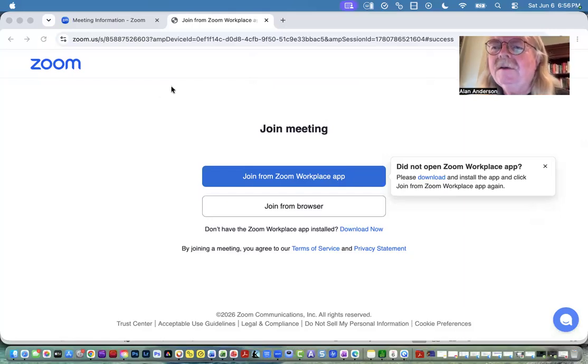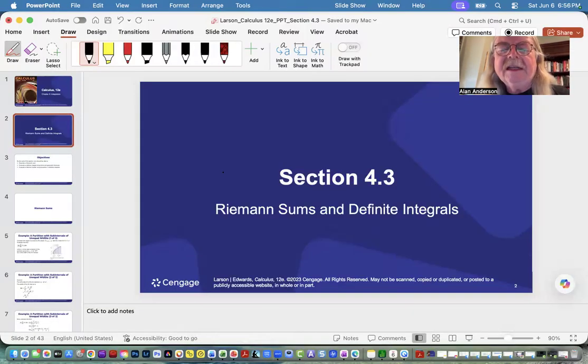Okay, so let's keep going with our review, which will be done very soon, by the way. So now we're looking at section 4.3. Let's get this open. And we're looking at Riemann sums and definite integrals. This is where they're first introducing the notion of definite integrals to distinguish them from indefinite integrals. These are the ones where we will evaluate an integral over a specific range of values.